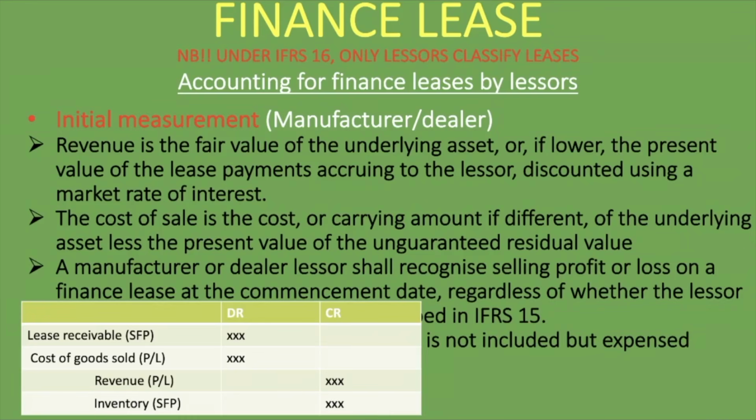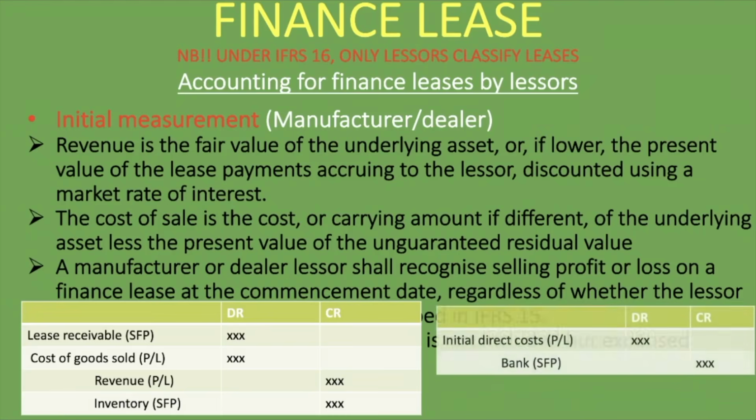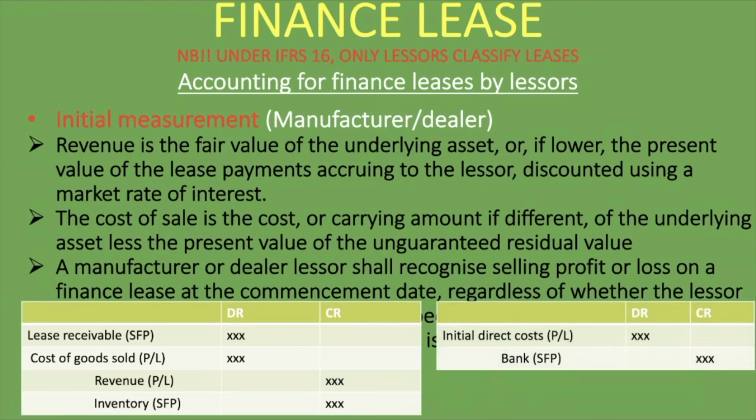And if you have initial direct cost that is incurred by the lessor, well, you will debit initial direct cost and you will credit bank. And like we mentioned, you will do this if it's a manufacturer or a dealer, because we're just going to expense it. Okay, and that is how you account for finance leases if you are a manufacturer or dealer.